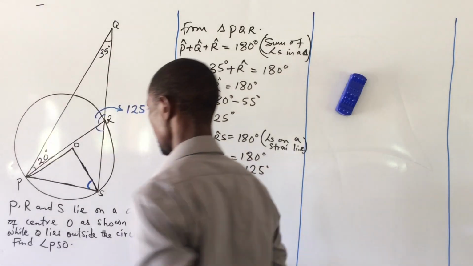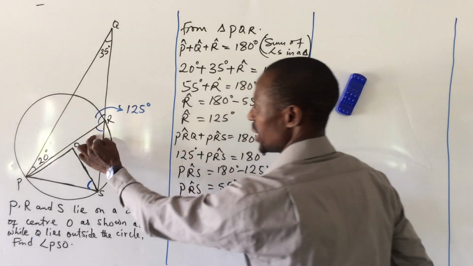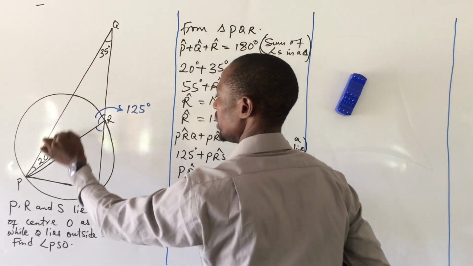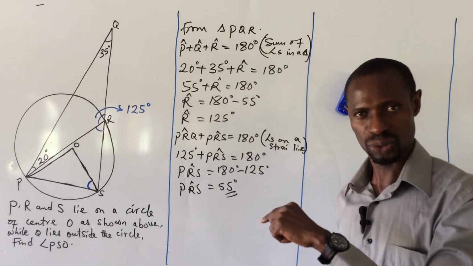Now, something special has happened here. It also means that this angle here is equal to the two interior opposite angles. So there is a theorem which I could as well use.